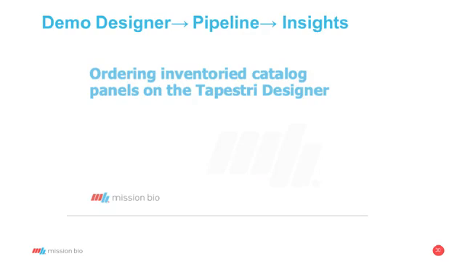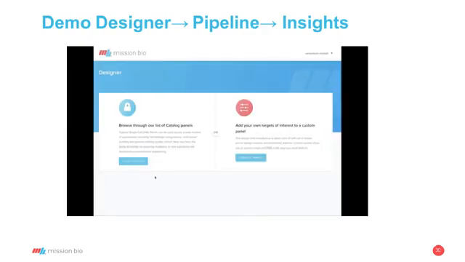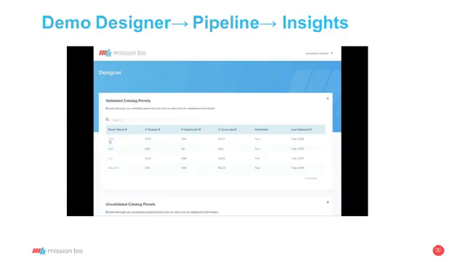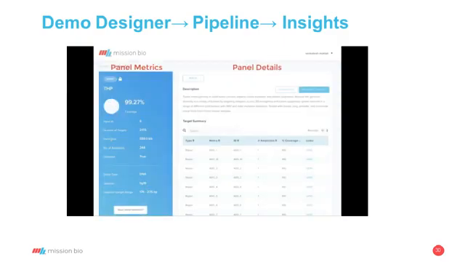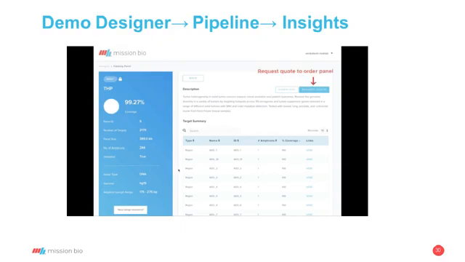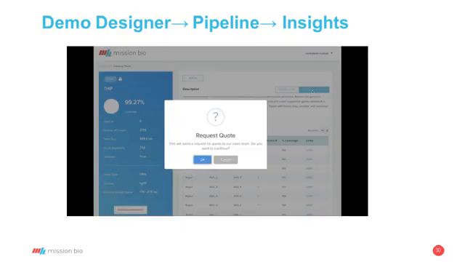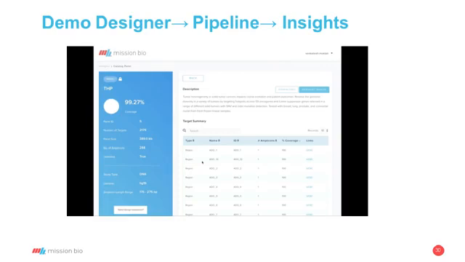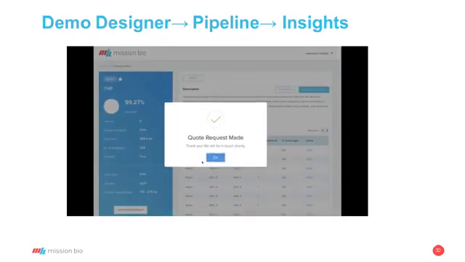So just to give you a little bit of a flavor of the user experience, there's a video here that we put together because we can't do a live demo. This is the Tapestry Insights or Designer tool, where you're looking at specific panels, looking at the details of the panels, and then being able to order a panel if you're interested. Here you can bring your own sets of targets to make your own panel if you're interested as well.